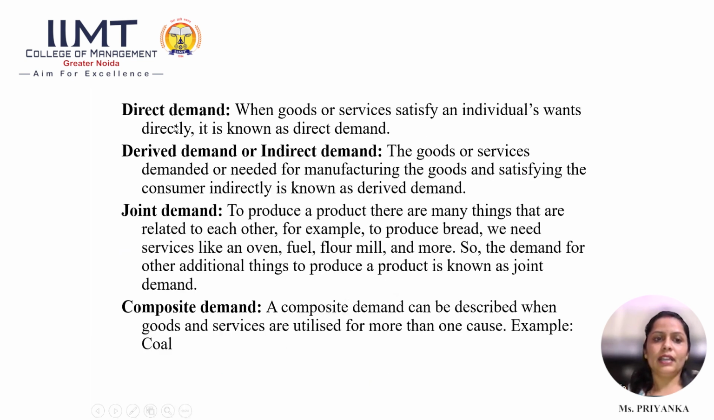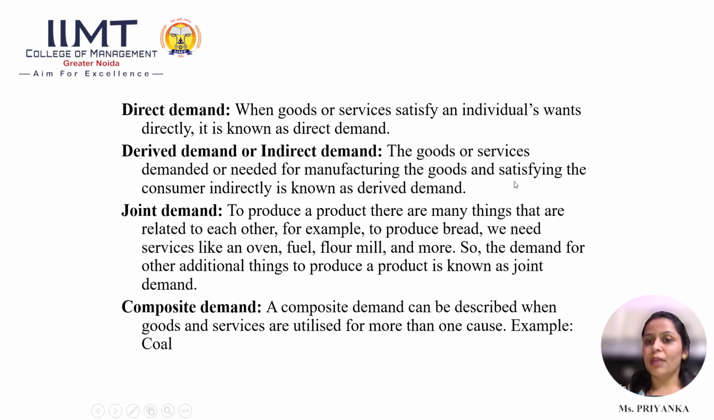Next is direct demand. When goods or services satisfy an individual's wants directly, when we consume the goods directly, this is known as direct demand. Derived demand or indirect demand: the goods or services demanded for manufacturing goods and satisfying the consumer indirectly is known as derived demand. When the manufacturer demands a commodity for further manufacturing, or converts raw material into finished goods, it is called derived demand or indirect demand, or the demand by the manufacturer.